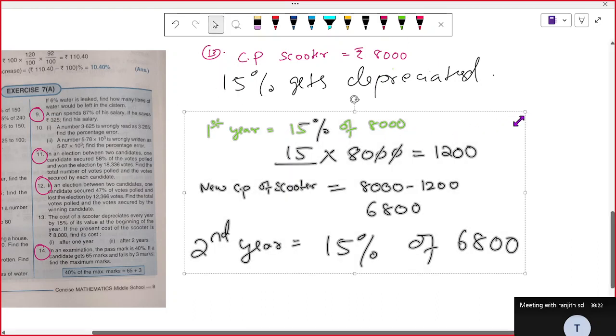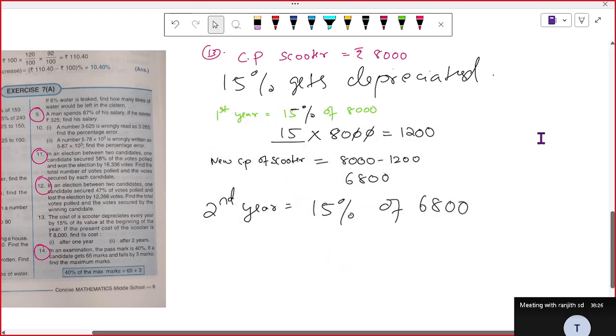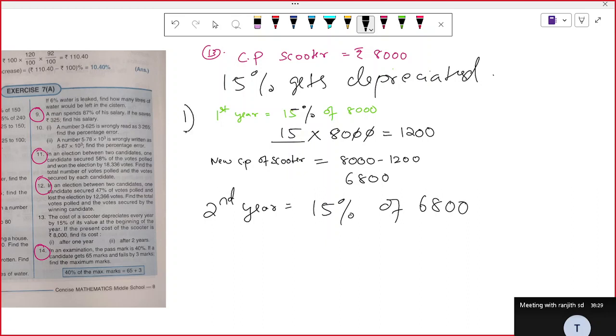And they have asked you to find only for 2 years. The first question is for 1 year and the second question is for 2 years. So this is the first question, and this is the second question.